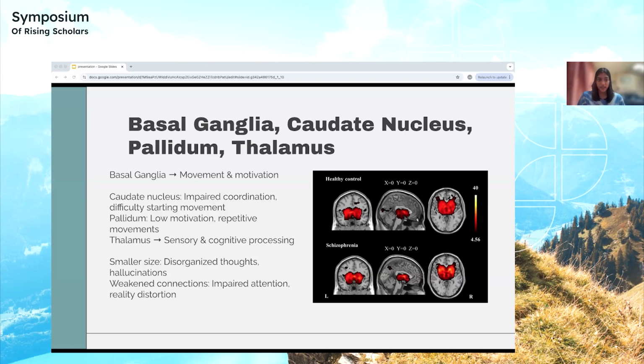Next, we have the basal ganglia, which governs movement and motivation, and they show structural abnormalities. The disruptions in the basal ganglia, the caudate nucleus, and the pallidum help explain movement-related symptoms like slowed reaction times and motor rigidity.